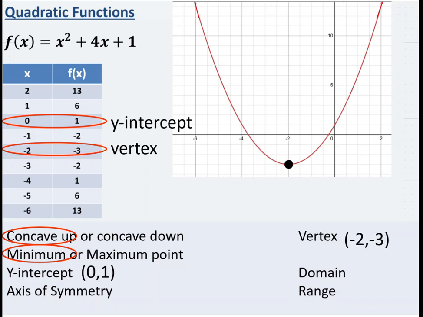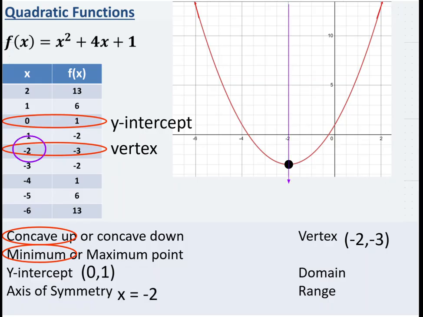The vertex I can see in my graph right here, that's the turning point, it winds up being -2, -3. I can also see on my table that at that point, -2, -3, if I look at every number above that point and every number below that point, that's where it starts to be symmetric. So that's how you could see the vertex from your table.